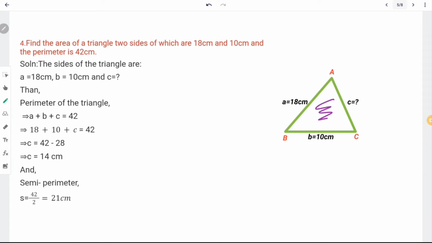All right, question number 4: find the area of a triangle. So we're going to find this area. They've given us two sides, one is 18, the other is 10, so I'm taking A to be 18 and B to be 10. Once again, they've given us a perimeter here. So let's write down the solution.